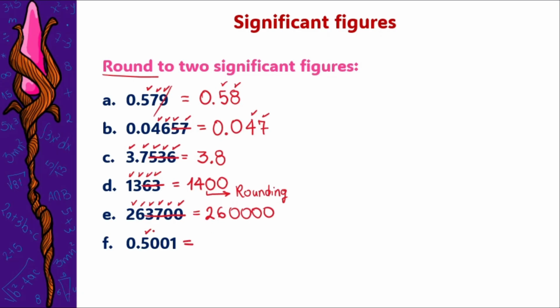And last one, it has 1, 2, 3, and 4 significant figures. We need to take away these two. So it's going to be 0.50. We need to leave the 0 because it has two significant figures. If you put just 0.5, just the 5 is going to be significant. So you need to include the 0.